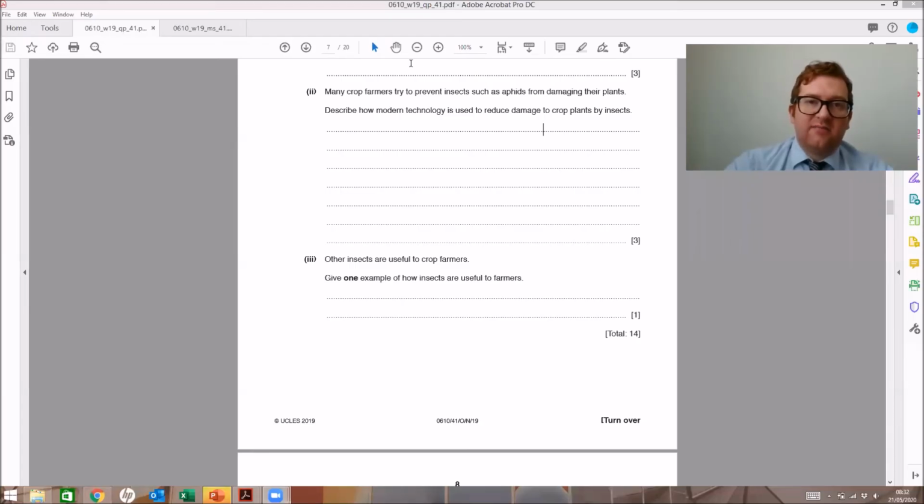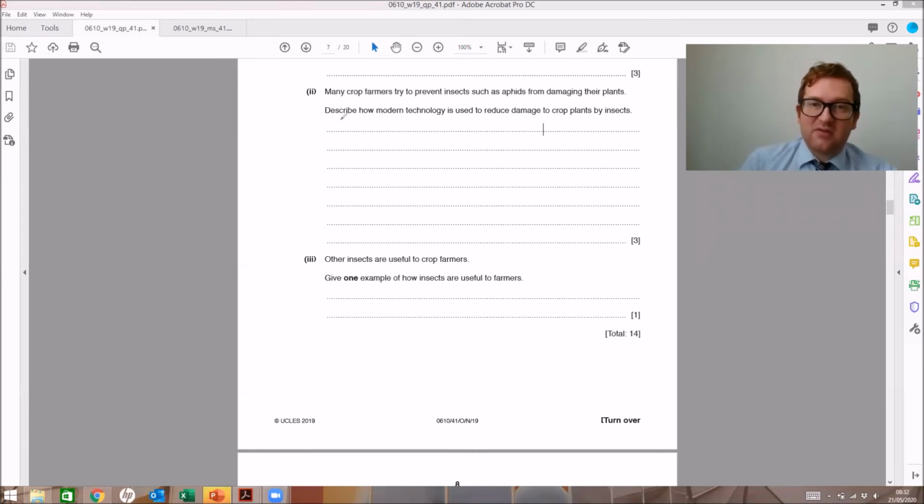Question 2i. Many crop farmers try to prevent insects such as aphids from damaging their plants. Describe how modern technology is used to reduce the damage to plants by insects. Now, one might think it's a biological control here, but it's talking about modern technology. We're not talking about strategies. If it was talking about strategies, you could use a biological control, but this is not what the question is asking. And normally that would be a question associated with reducing environmental impact.